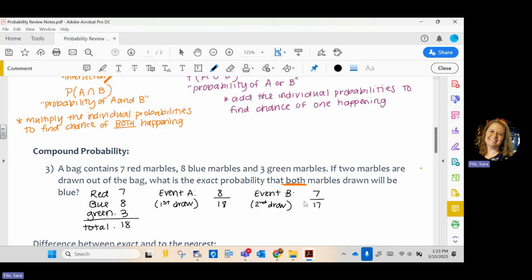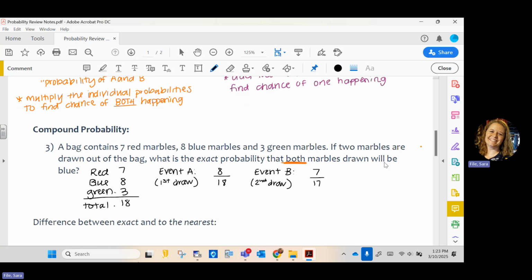Okay, so now I want the probability that both of these happen. I have to multiply those individual probabilities. So I have to do that, in my color here.